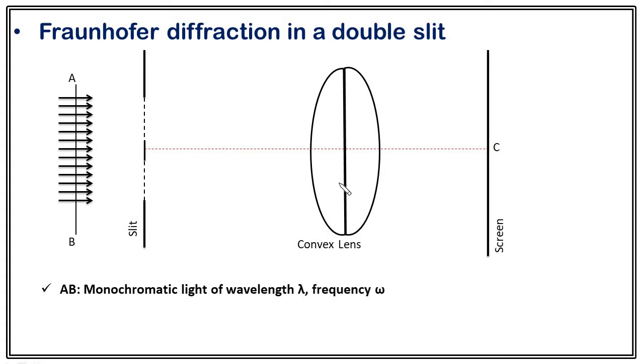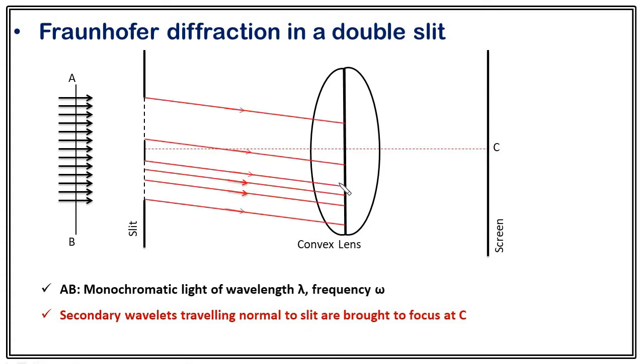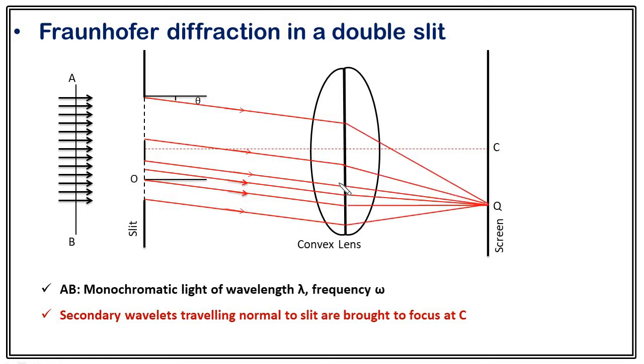Now, let's assume all the secondary wavelets traveling normal to the slit, that is parallel to this red dashed line, are brought to focus at point C. And any other secondary wavelet traveling at angle theta with this red dashed line is brought to focus at point Q. Just consider a center point of this lower slit, O. Now we need to calculate the intensity of light on this screen so that we can understand the diffraction pattern. To do that, we first need to calculate the intensity at point Q, which is a function of theta. Then just by varying theta, we can calculate the intensity of light at any point on this screen.